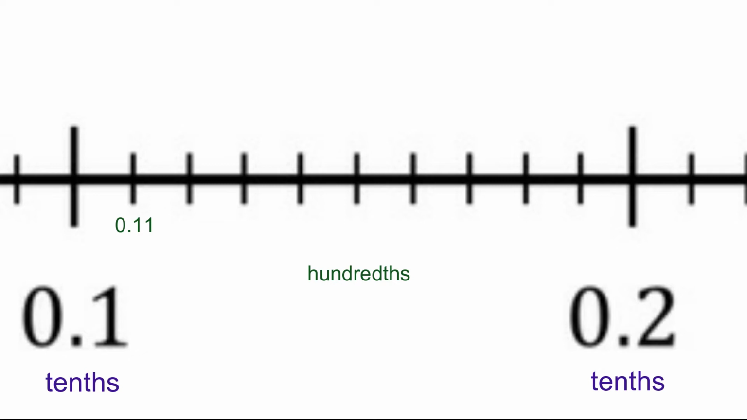If I add another 1/100th, it's only going to change my hundredths place. So I'll end up with 0.12, 1/10 and 2/100ths. Then I'll have 1/10 and 3/100ths, or 0.13. Do you see a pattern? I hope so, because next is 0.14, then 0.15, 0.16, 0.17, 0.18, 0.19, and then I've reached 0.2.